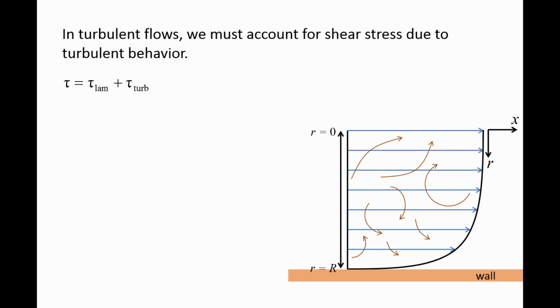We can write the total shear stress tau as a sum of the laminar shear stress, tau lam, which we already have an expression for, and the shear stress related to the turbulent behavior of the flow, tau turb, which we do not have an expression for yet. We will need to know if the turbulent shear stress is significant anywhere in the flow, and if it is, we will need an expression for it in order to derive the velocity profile from theory.